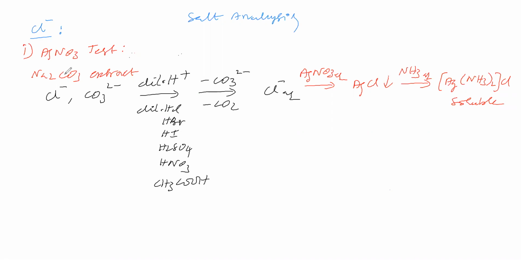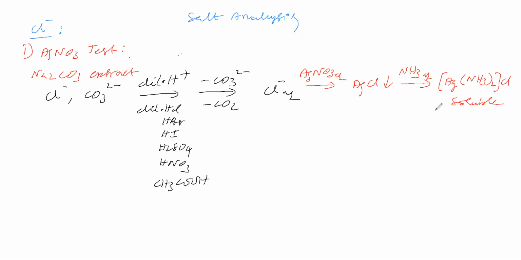So, we take sodium carbonate extract and add dilute acid. Carbonate becomes carbon dioxide. We boil the contents to expel the carbon dioxide, then cool them. After cooling, the resultant solution contains Cl minus. To this, we add silver nitrate solution. Ag plus and Cl minus become AgCl white precipitate. This AgCl white precipitate dissolves in ammonia due to formation of the soluble complex Ag(NH3)2Cl.